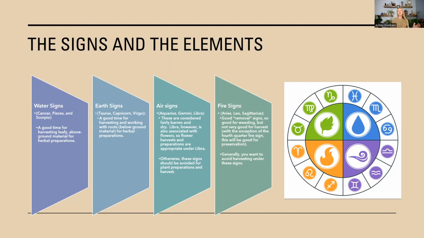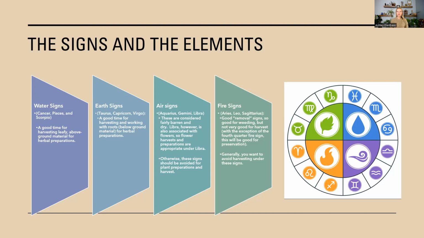Now, when the moon travels through the water signs, there are particular activities that are really good. This is a good time for harvesting all of our leafy, watery things, our above ground materials for making herbal preparations like tinctures, making a menstruum for a cordial, right? These are really good times for harvesting and even for drying, because a lot of the energy is in those upper parts. The earth signs are a good time for harvesting and working with roots, because these signs are more about what is happening on the earth and below. So think about harvesting your burdock root, your dandelion root.